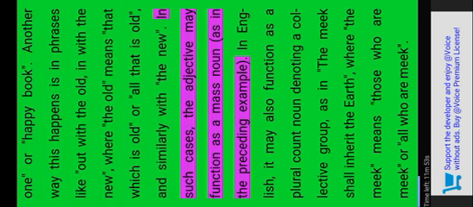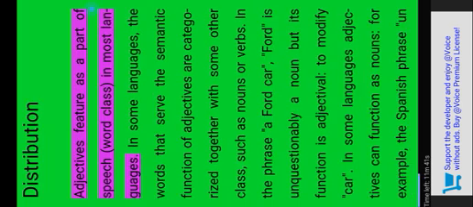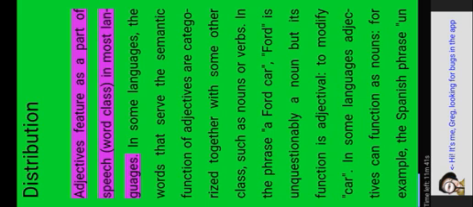In such cases, the adjective may function as a mass noun, as in the preceding example. In English, it may also function as a plural count noun denoting a collective group, as in, "The meek shall inherit the earth," where "the meek" means those who are meek, or all who are meek. Distribution. Adjectives feature as a part of speech word class in most languages.